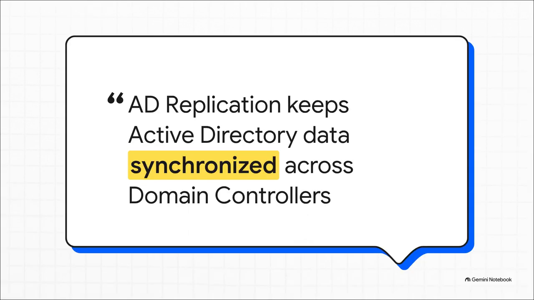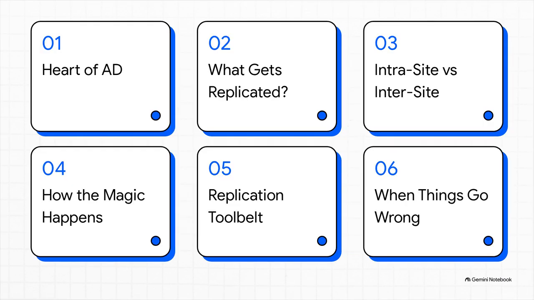Okay, let's dive into this. Take a look at this definition. AD replication keeps Active Directory data synchronized across domain controllers, ensuring changes made on one DC are replicated to other appropriate DCs. So what does synchronization actually mean here? Well, it's basically about establishing a single, universally agreed upon truth across your entire network. Without this process in place, your network doesn't just get a little confused, it literally stops functioning as a cohesive unit.